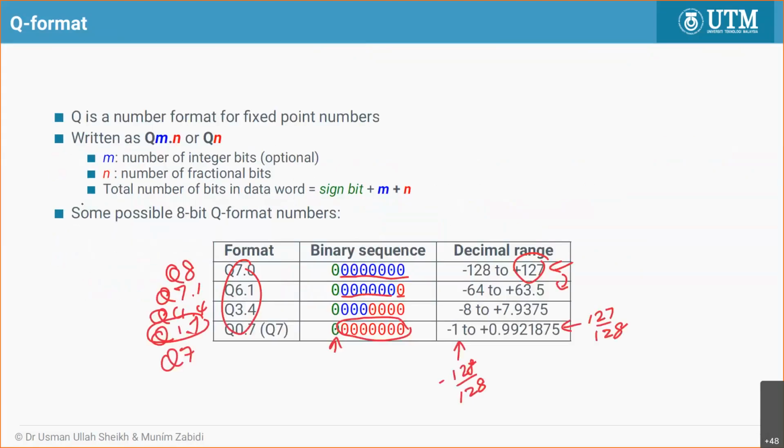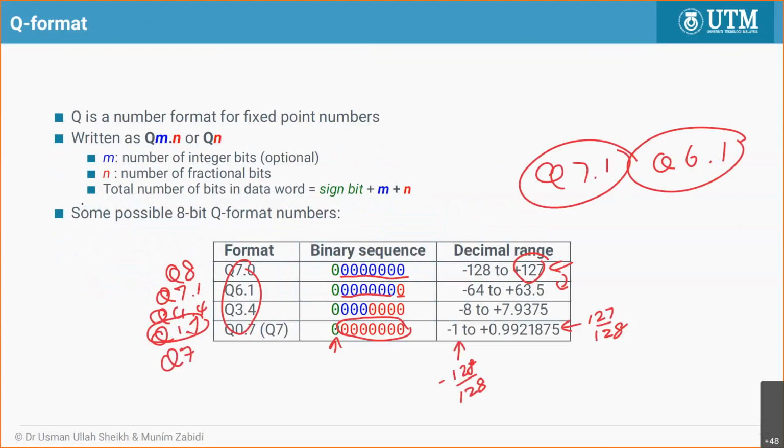Like this case just now, Q7.1 or Q6.1, we do not know. So Q7.1, Q6.1, or how many bits? We have to know. We have to tell that for both we are using 8 bits total.